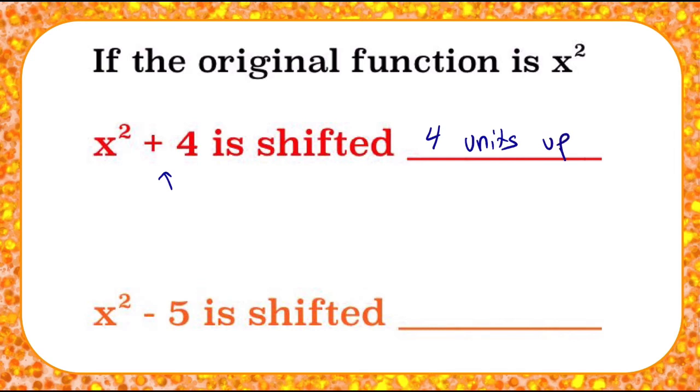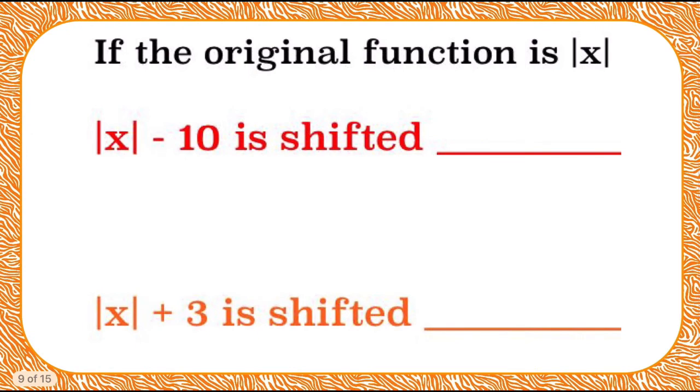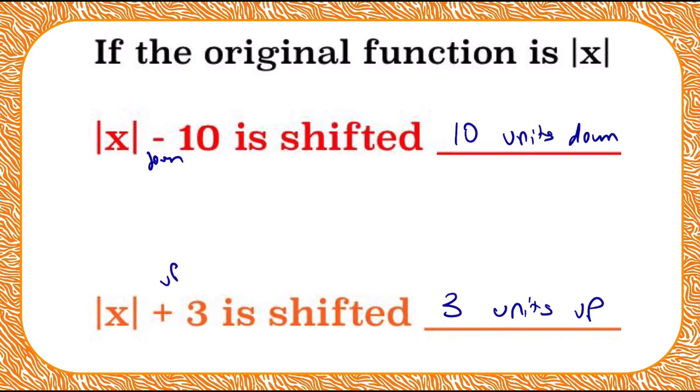Let's do the next one. x minus 5 is shifted. That would be 5 units down. Let's do a couple more. We're going to use the absolute value of x. Same concept. So absolute value of x minus 10 is shifted. That would be 10 units down. And absolute value of x plus 3 is shifted 3 units up. So minus is down, plus is up, and that is for vertical shifts, the up or the down.